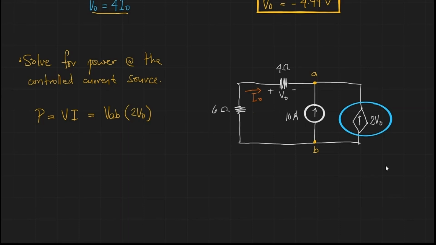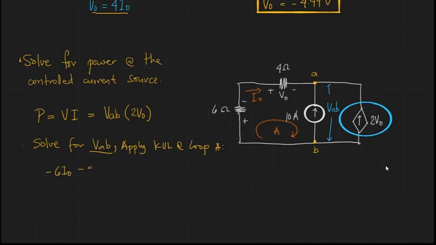So anong gagawin natin? Ang gagawin natin is that we have to first use KVL in order for us to solve for VAB. We can observe that VAB is the voltage across the 10 amps. So using KVL involving the 6 ohm and the 4 ohm resistances, therefore we can create a loop A, and then that particular loop will generate an equation that we can use. So therefore we can say that negative 6 IO minus VO minus VAB is equal to 0.